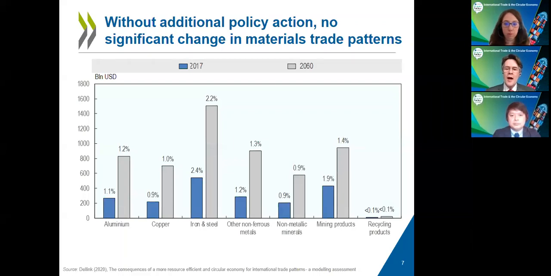Very much on the right, you see the recycling products, which is currently a very small sector, less than 0.1% of total trade. And even though it is growing more rapidly in our baseline projections, so with current policies already, we see recycling products growing more rapidly than the other sectors, but still it remains a very small sector. So our economy is still very much a linear economy where we mine materials, we use them in the economy, and then we consume and discard them.